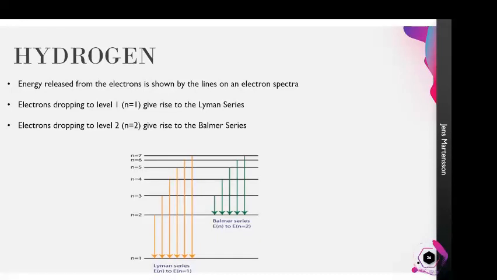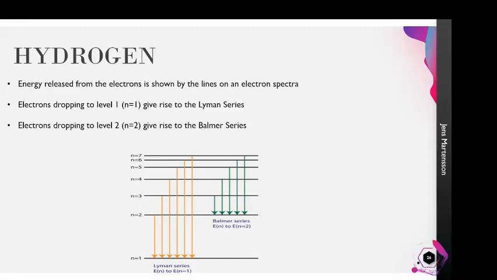When the electrons drop to level 1, it gives rise to the Lyman series, and when the electrons drop to level 2, it gives rise to the Balmer series. I'll just let you look at what we have here. On the yellow, we see that the electrons drop from the different electron levels, n equals 1, n equals 2, and so on. It drops from each orbital all the way down to n equals 1, and that gives rise to the Lyman series, as we said.